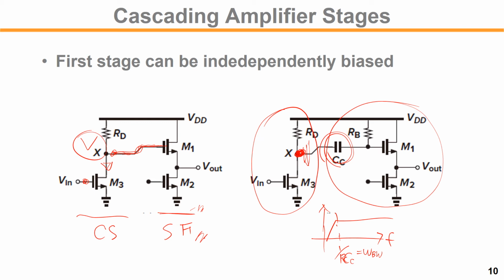But this is the design trade-off. If your application needs to cover DC all the way down to very low frequency, then you have to use this kind of DC coupled interface. But if your signal range is above a certain frequency, then you can add the capacitor like shown in here. Okay.